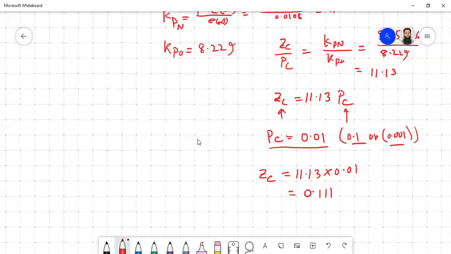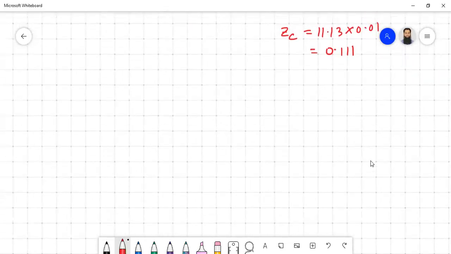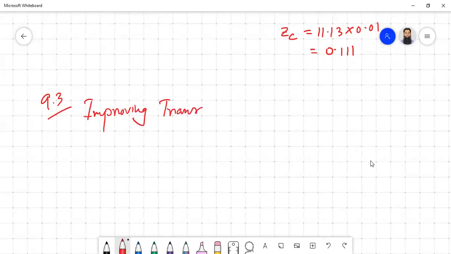The next article that we are going to discuss is article 9.3, improving transient behavior via cascade compensation. So we are still with the cascade compensation.